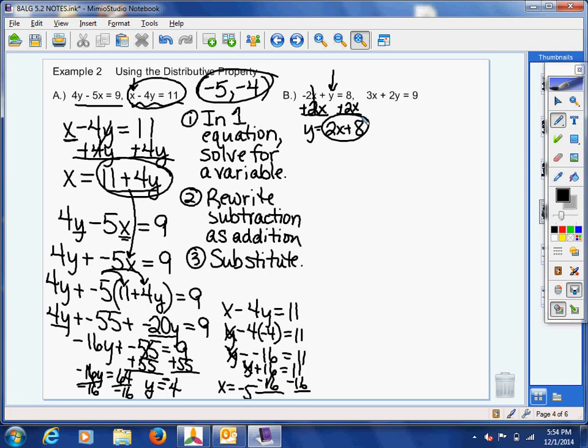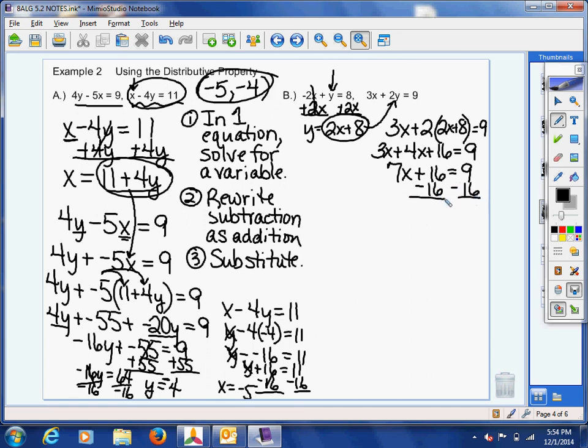Okay, so now we have another name for y. And what we want to do is take that quantity and plug it in right there, creating a distributive situation. So now we've got 3x plus 2 times (2x plus 8) is equal to 9. That's what we have going on here. So we just renamed the y. We substituted in another quantity in place of y. So it's still technically substitution. And then we just need to distribute, add like terms on the same side, and then solve for that variable.